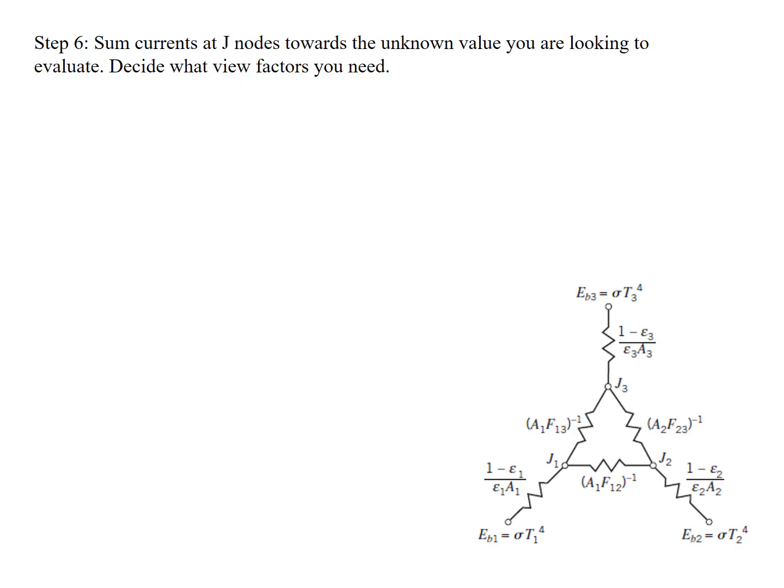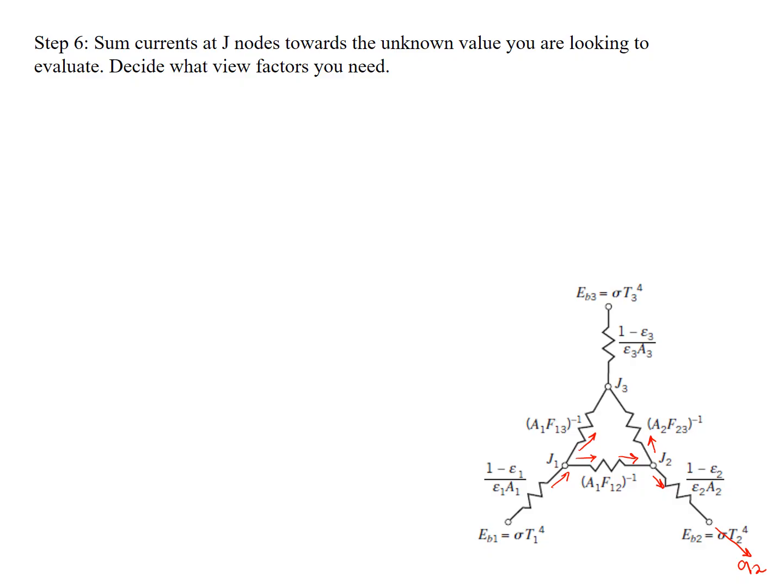So in this step, I'm going to sum the currents at the J node towards the unknown value that I'm looking to evaluate. The unknown value that we are looking to evaluate is the Q2 here. So I'll have to write the sum of the radiation in this node that is very close to that. And in order to evaluate that, I'll have to actually write the sum on here as well.